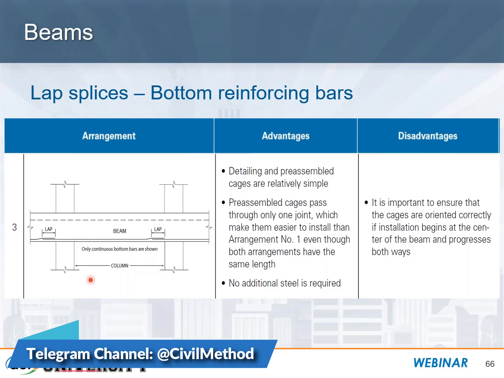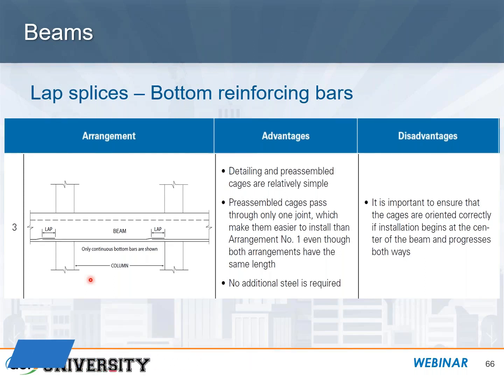Now here's another possible solution where you take all of the bars and lap splice them just outside the column core, on either side of the column. So instead of taking 50% on one side, 50% on the other, you take 100% on one side of the joint. Now, if you're going to have pre-assembled cages, this is by far the simplest to use. And again, no additional steel is required.